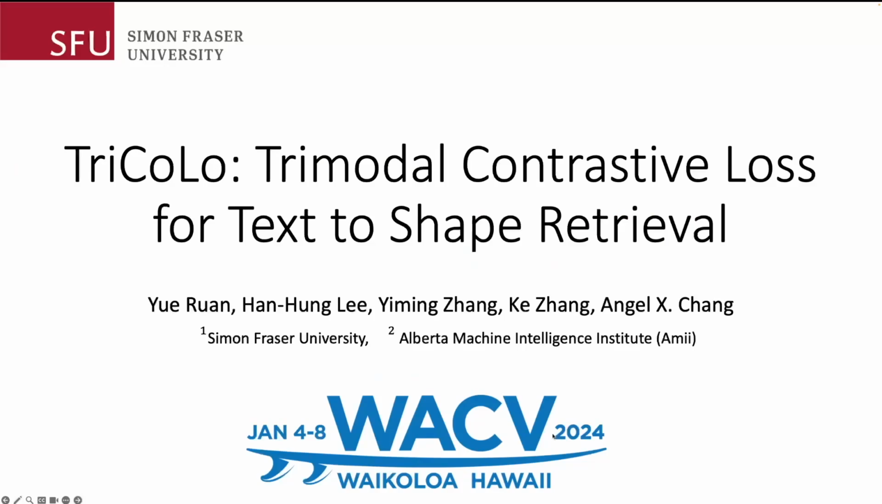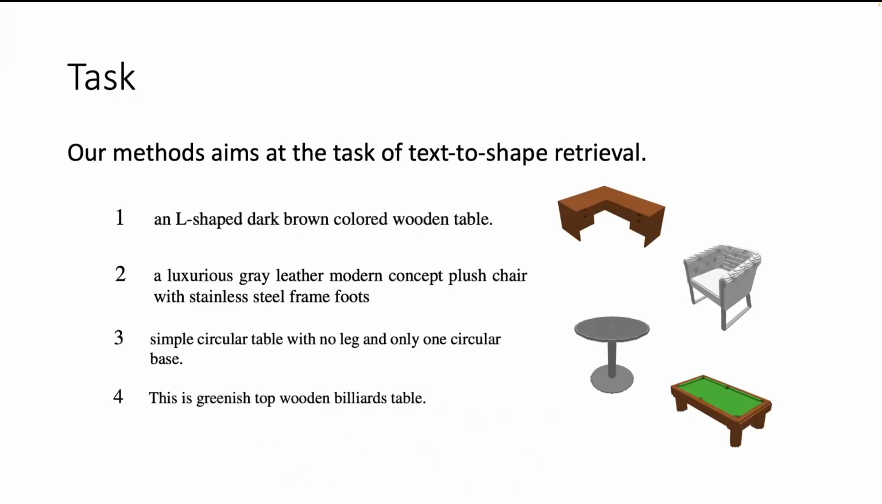We present our work, TriCoLo, Trimodal Contrastive Loss for Text-to-Shape Retrieval. Our method aims to solve the task of text-to-shape retrieval. Below are a few examples of the ground truth shapes with their corresponding text descriptions.